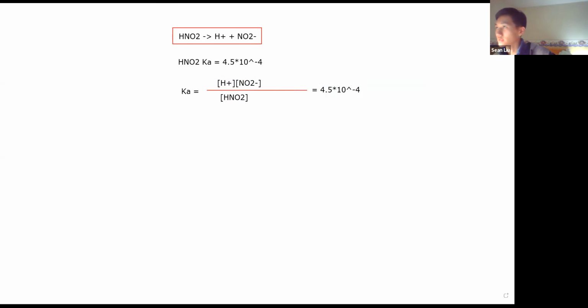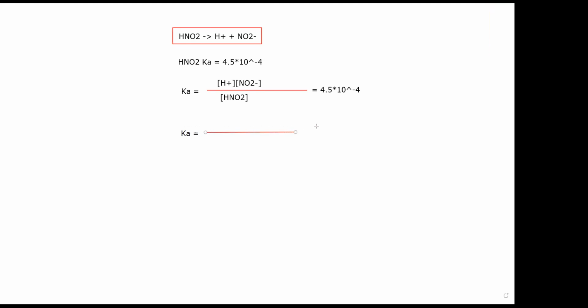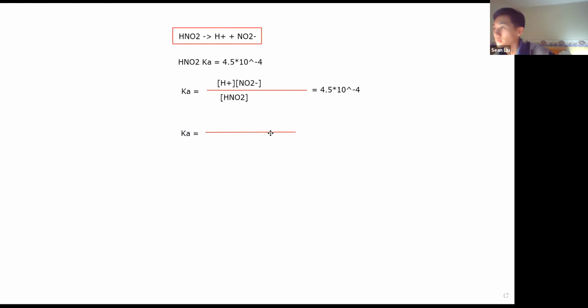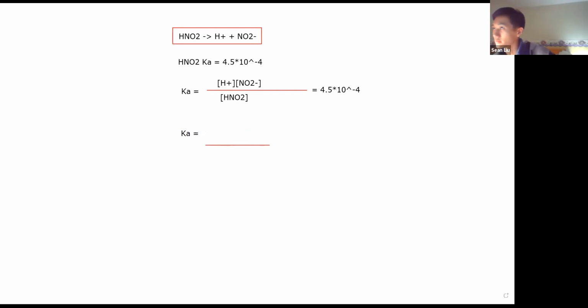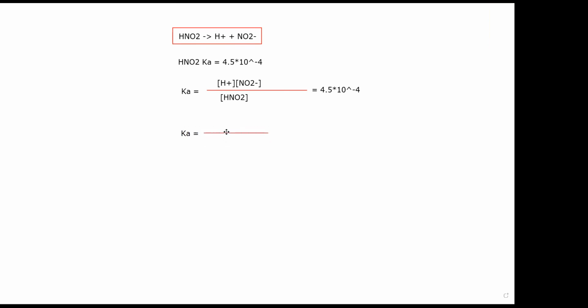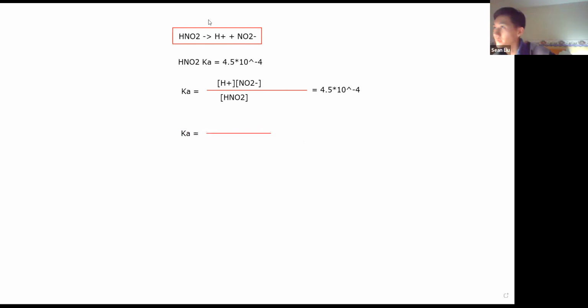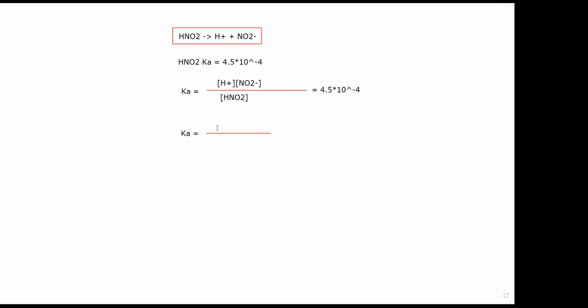So this is going to follow the same pattern as we did before with the x's. Can anyone tell me how we can simplify this down, essentially plugging in x's? On the numerator, what would we have? It would be x for both H plus and NO2 minus. So would that be x plus x, or something else? It would be x squared. Yes, x squared.